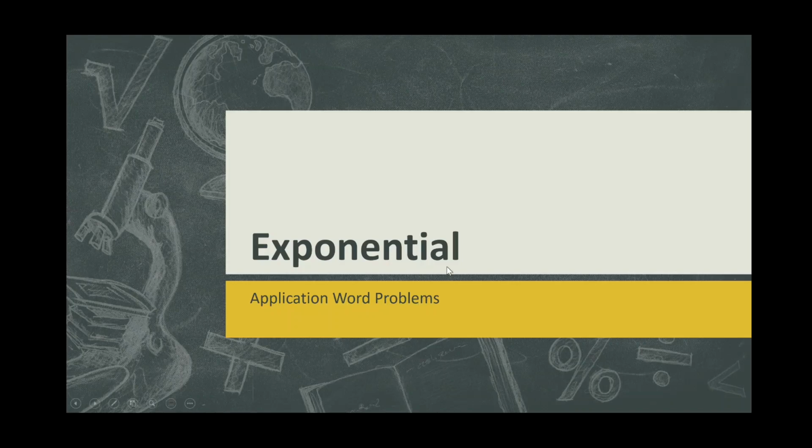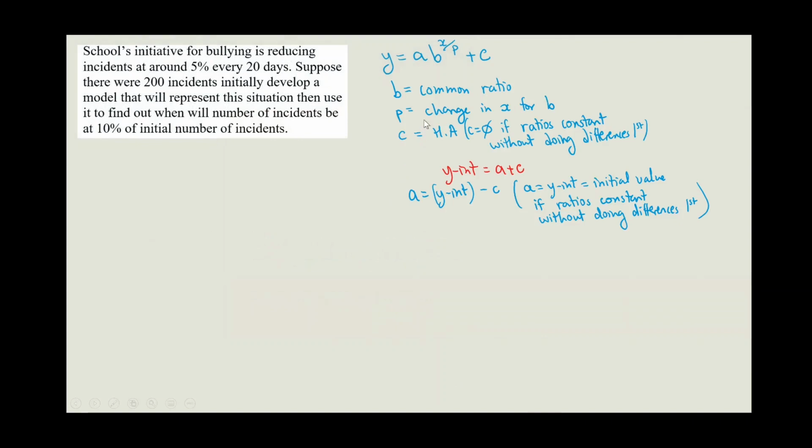In this video, we're going to discuss how to apply exponential models to word problems. So I have a summary of what we have learned in the past video of mine, that if you're modeling an exponential equation, we can take this format for it, where b is going to represent the common ratio that we find. P is going to represent the change in x's for this common ratio b.